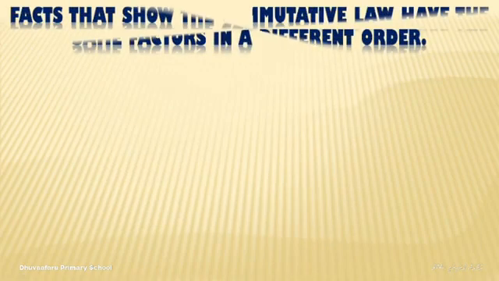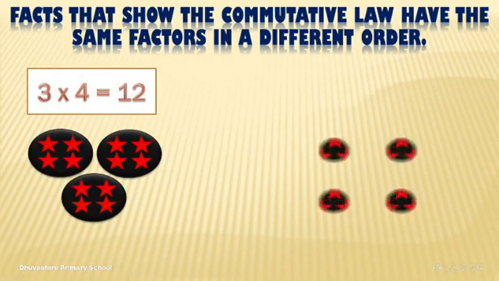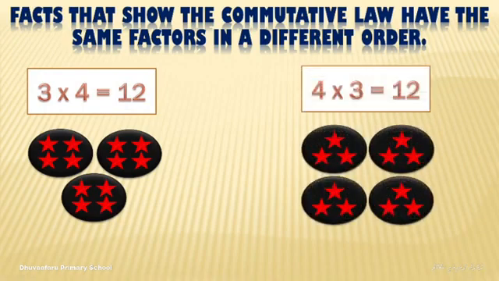Let's look at facts that show the commutative law. The facts that show the commutative law have the same factors, but in a different order. So let's look at these two problems. 3 times 4 and 4 times 3, they both have the same product. 3 times 4 is equal to 12, and 4 times 3 is equal to 12. The answer is the same.